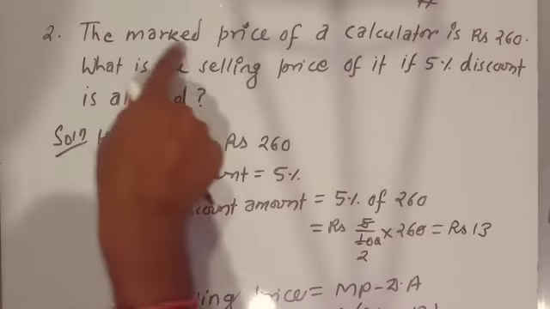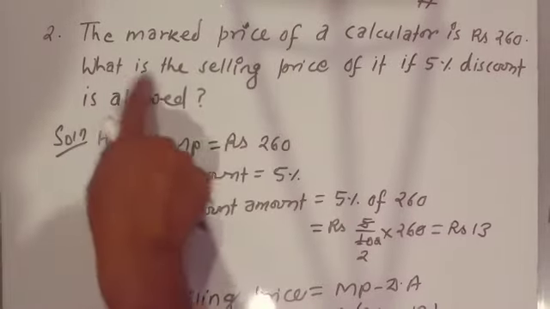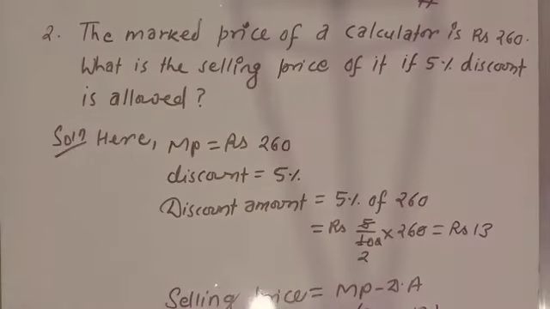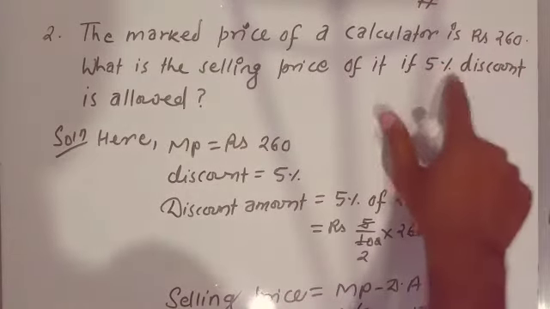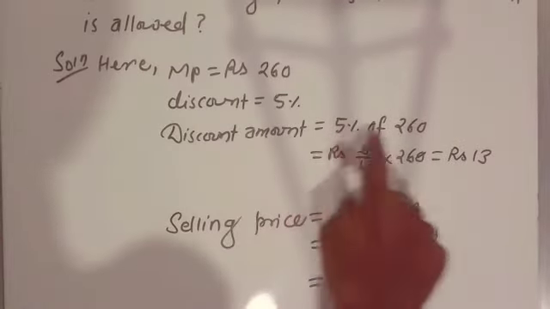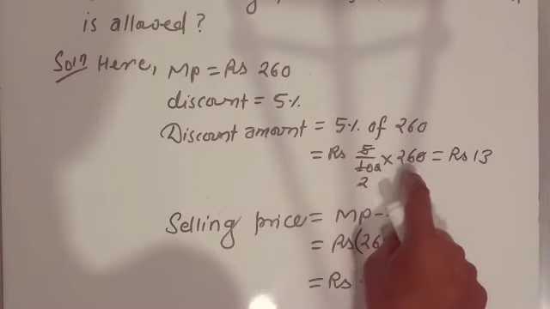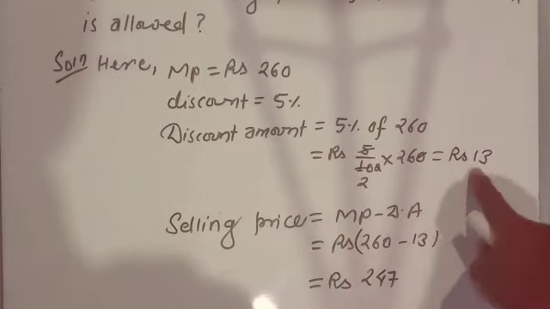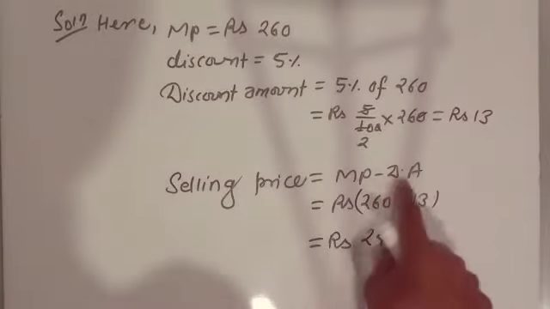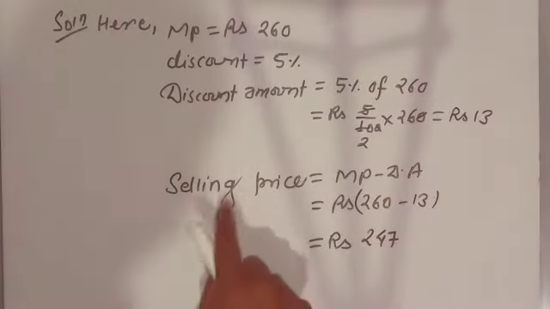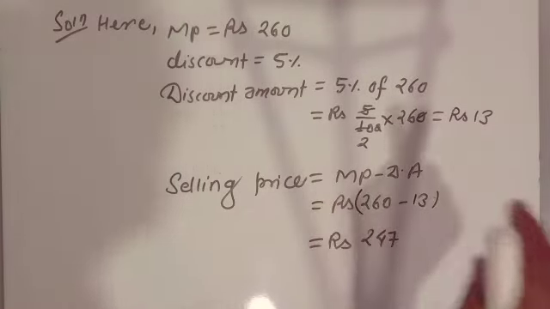Question number 2. The marked price of a calculator is Rs 260. What is the selling price of it if a 5% discount is allowed? In this question, MP is given, 260, and discount percent is given. That means we have to find the discount amount first. Discount amount is discount percent of MP: 5 upon 100 times 260. Zero cancels out, 5 twos are 10, 26 divided by 2 is 13. This is the discount amount. Then price after discount is MP minus discount amount: 260 minus 13 is 246. Discount amount is always calculated on MP, and selling price after discount equals MP minus discount amount.